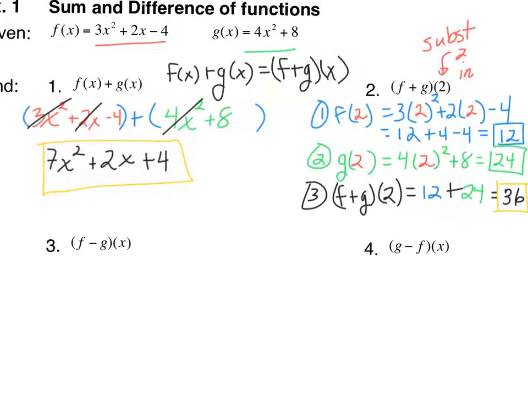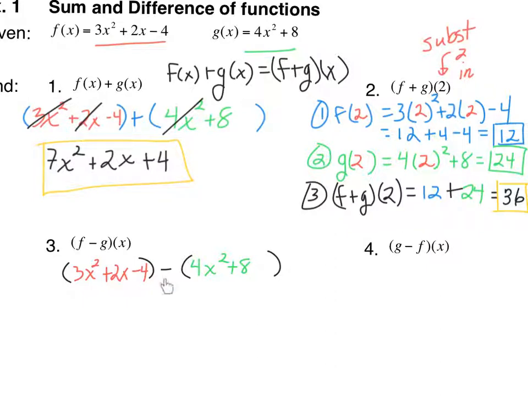All right, so we're going to do f minus g of x. It's highly important that you use substitution parentheses. So I am going to use big parentheses minus big parentheses. I'm going to plug in the f function first, because it comes first, 3x squared plus 2x minus the 4. Then I'm going to plug in the g function because it comes second, 4x squared plus 8.